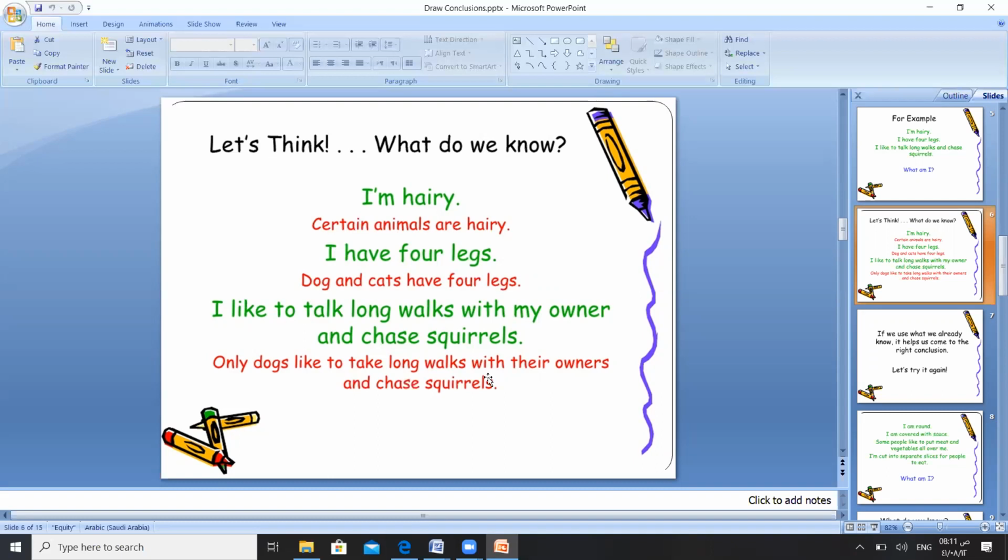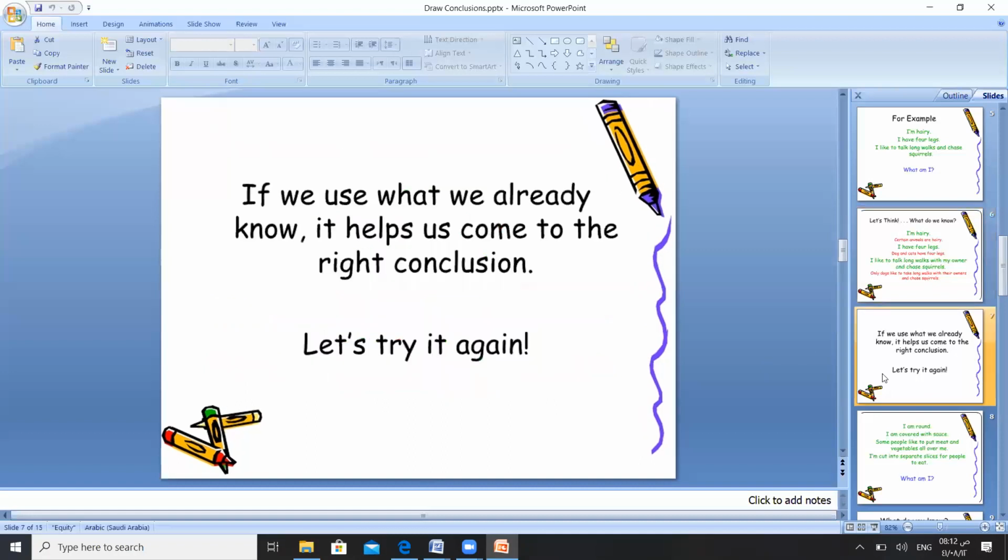Here, girls, I'm depending on my knowledge, on the things that I know about the thing that we are talking about. So from my knowledge, I can draw the conclusion that I'm talking about the dog. They give me information, and based on this information and my knowledge, I can guess that we are talking about the dog. So if we use what we already know, it helps us come to the right conclusion.